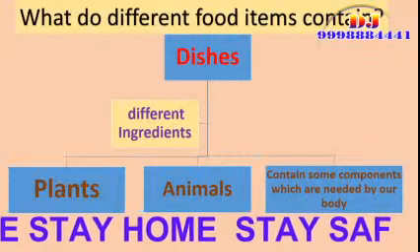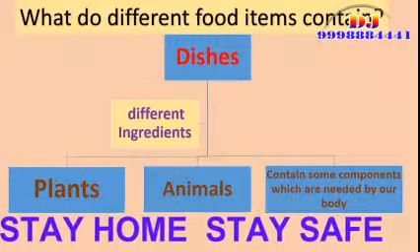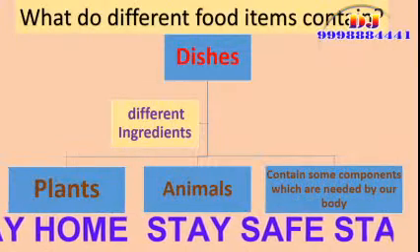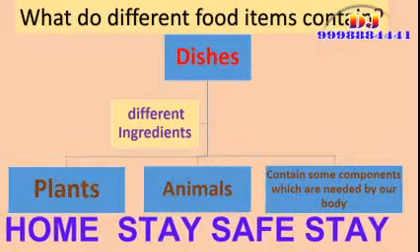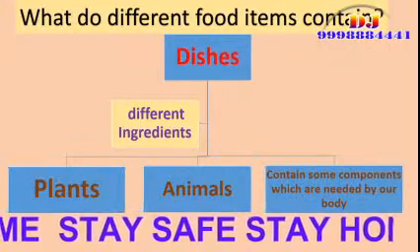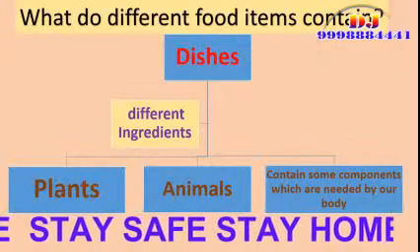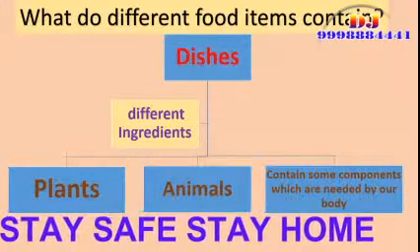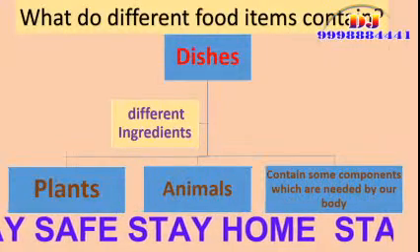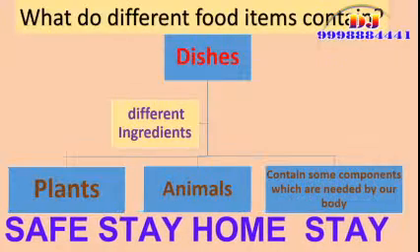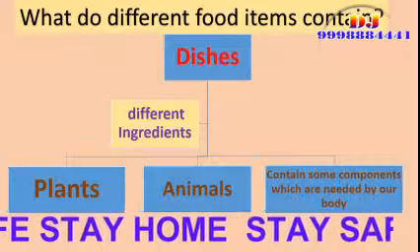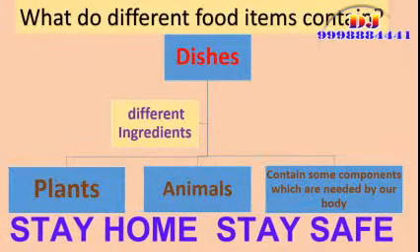What do different food items contain? We know different food items make different dishes. Suppose you take the example of what you ate during lunch time. A dish will be there, sabji will be there, roti will be there. Then you might have eaten some pickles, and maybe mango juice. So there are different dishes, and in a dish there are different varieties.